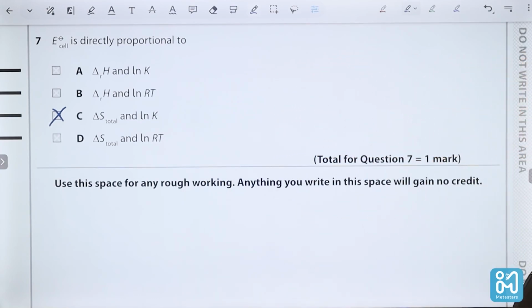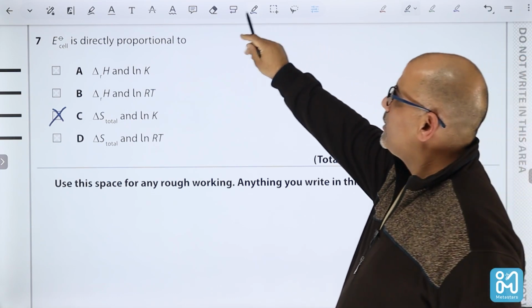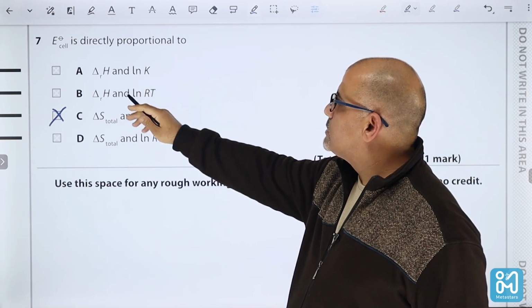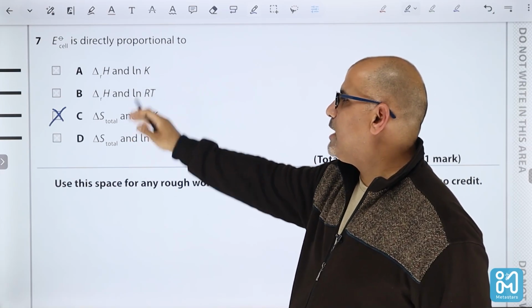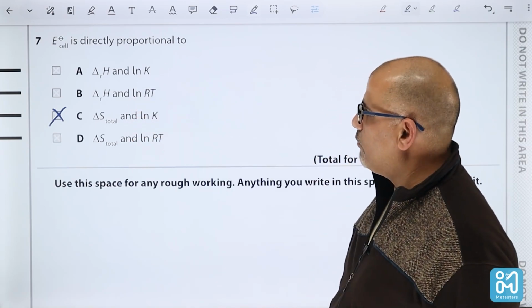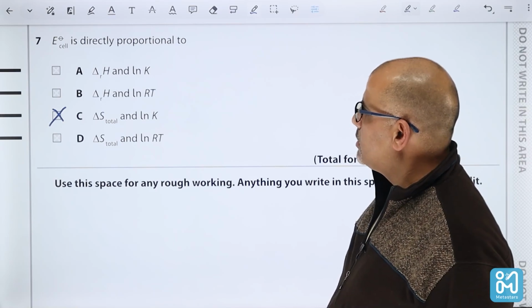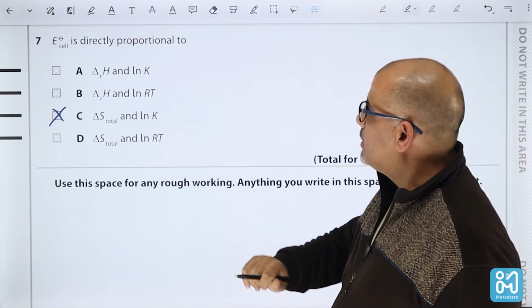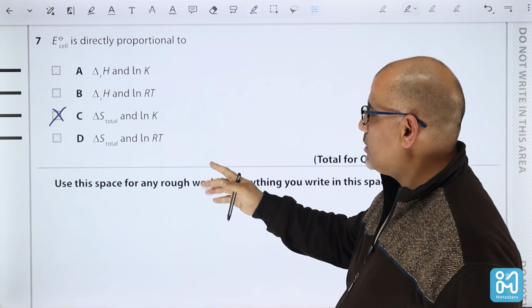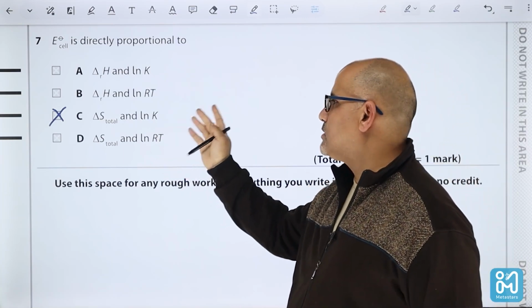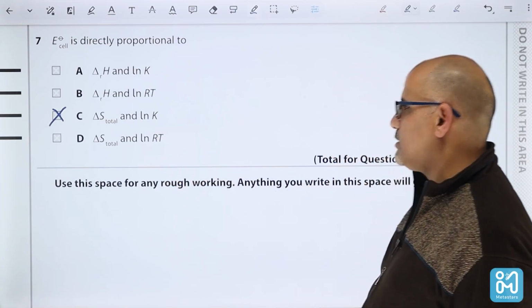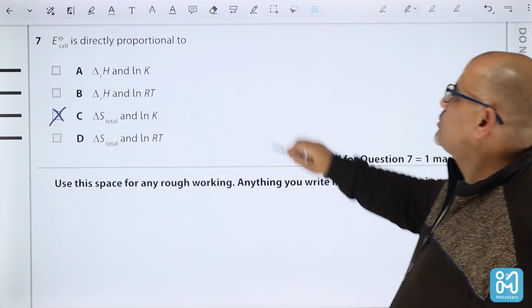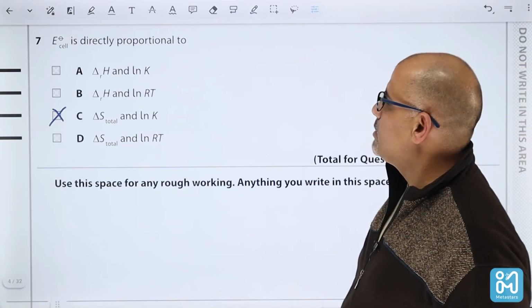Now, why? Because it is not related with the enthalpy change of the reaction in A and B, and delta S total and ln RT, those are constants, and the R is constant, and it is not changed to change the equation.